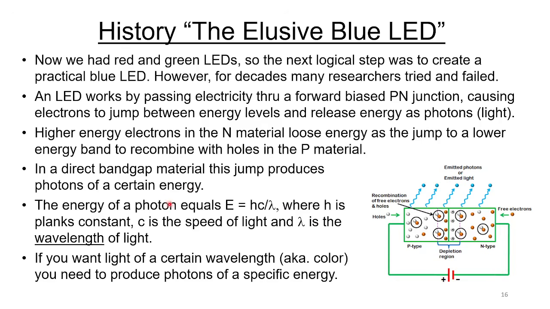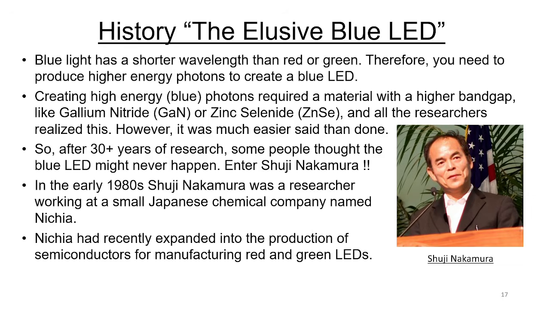Now, the energy of the photon is set by this equation here. So the energy equals hc divided by lambda, where h is Planck's constant, c is the speed of light, and lambda is the wavelength of light. And if you want light of a certain wavelength, and wavelength in this case means color, you need to produce photons of a very specific energy level. So blue light has a shorter wavelength than red or green. Therefore, you need to produce higher energy photons to create a blue LED.